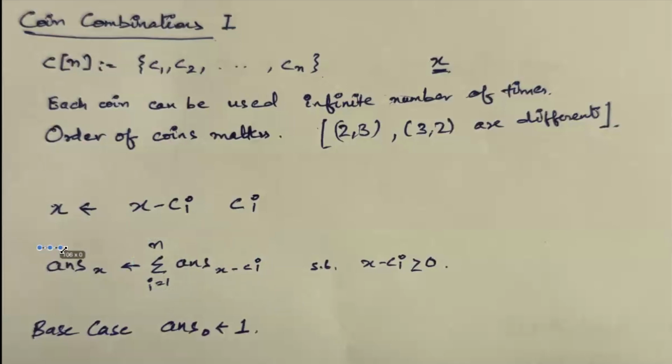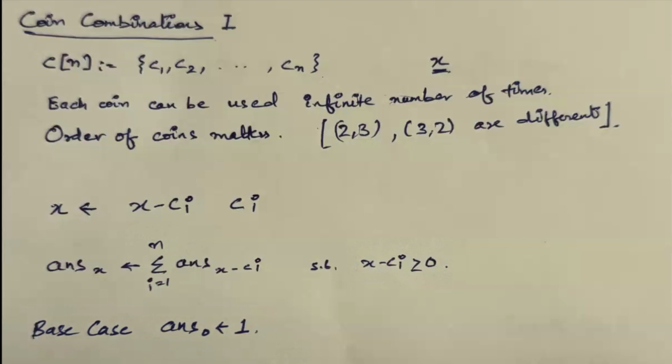The number of ways in which you can obtain the sum x, that is answer of x, will be the summation of answer of x minus ci, where i ranges from 1 to n, such that x minus ci is greater than or equal to 0. Notice how similar these solutions are to the previous problems which we encountered, that is dice combinations and minimizing coins. And finally, for the base case, if you want to achieve a sum of 0, you don't need any coins, and hence there is one way to do it. So you initialize the base case, that is answer of 0, to 1, and that's just it.